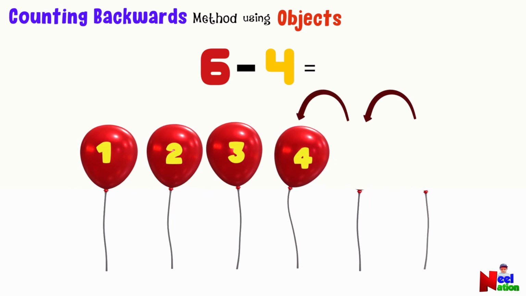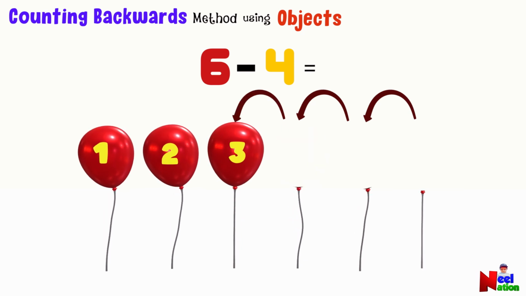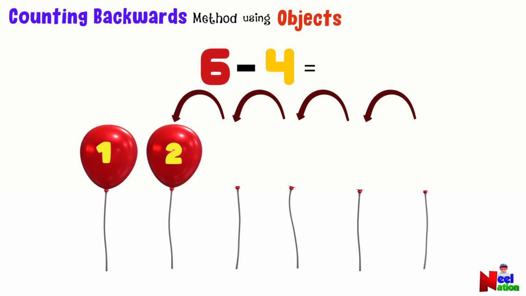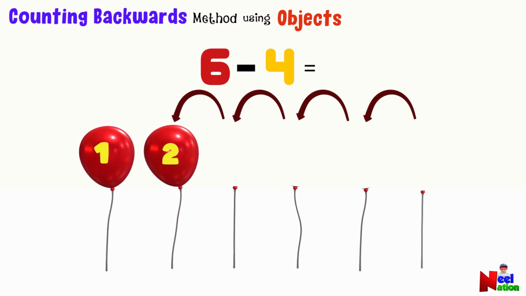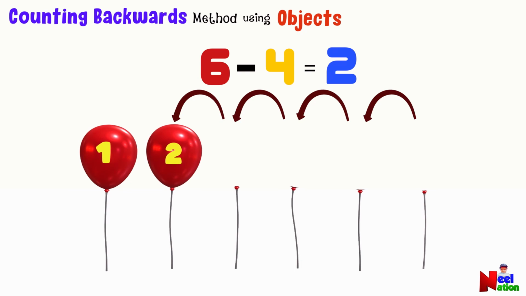Now we have 4. Let's pop one more. That's 3. And finally, we pop the fourth balloon. Now, we are left with 2 balloons. So, when we start with 6 balloons and take away 4, we are left with 2 balloons. That's how subtraction works when we count backwards.